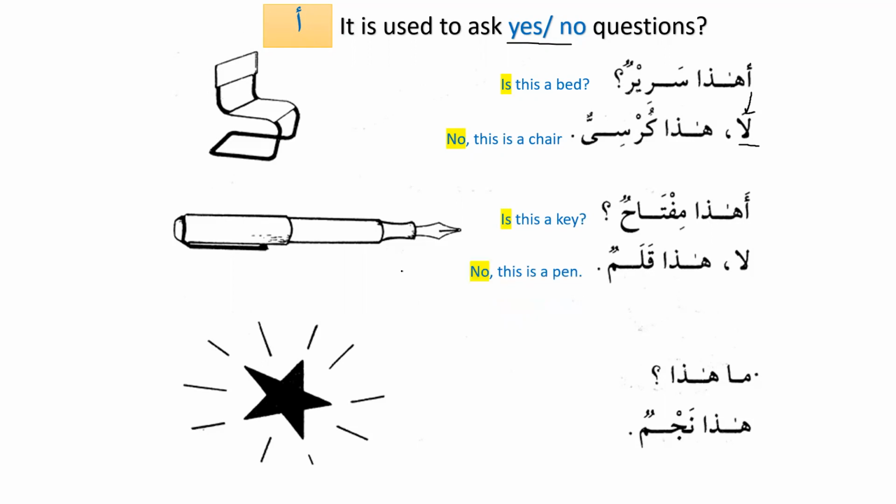And then we have the question with ma. So ma hadha, what is this? And the answer is hadha najmun. This is a star. So now inshallah, I'm sure that the learning is becoming easier, and now you can relate like how the sentences are formed and how do we get the meaning of a complete sentence.